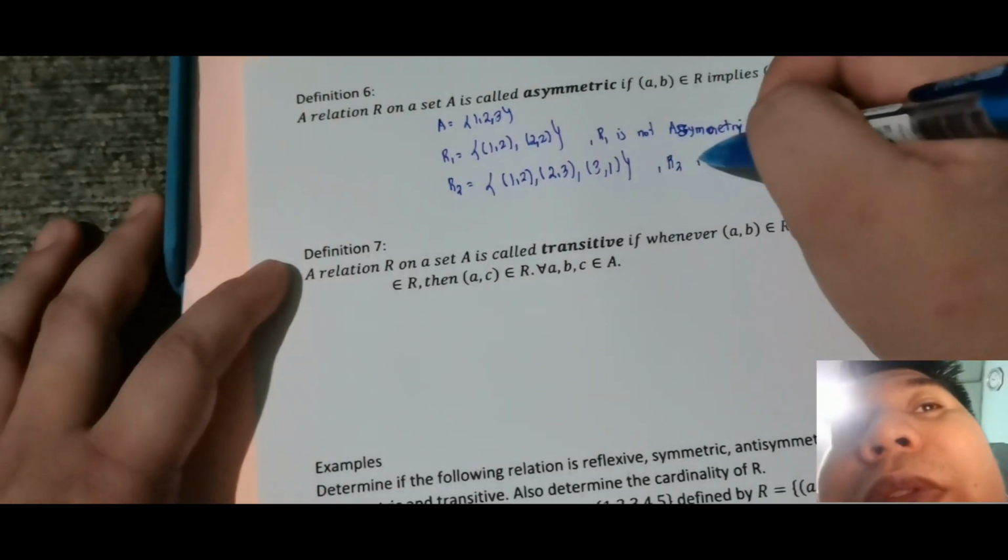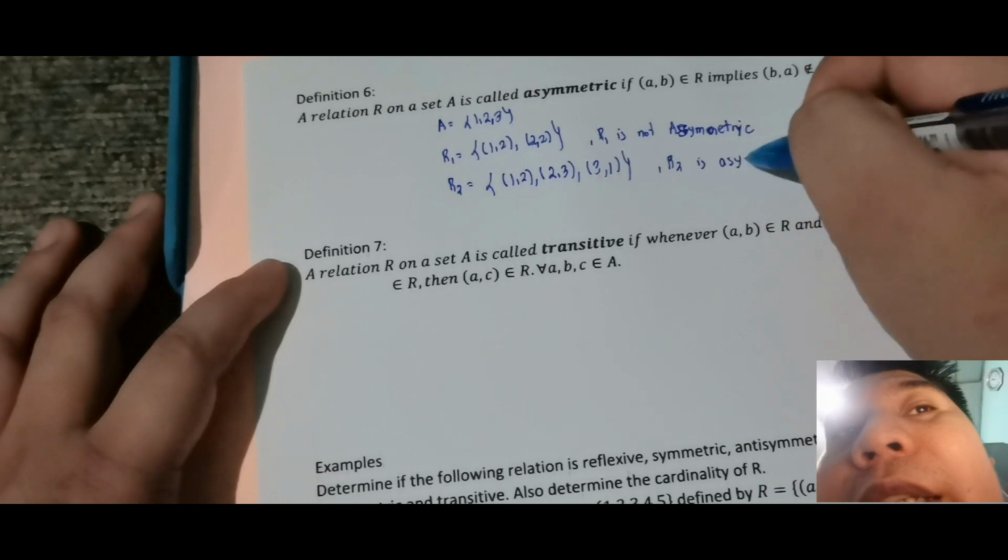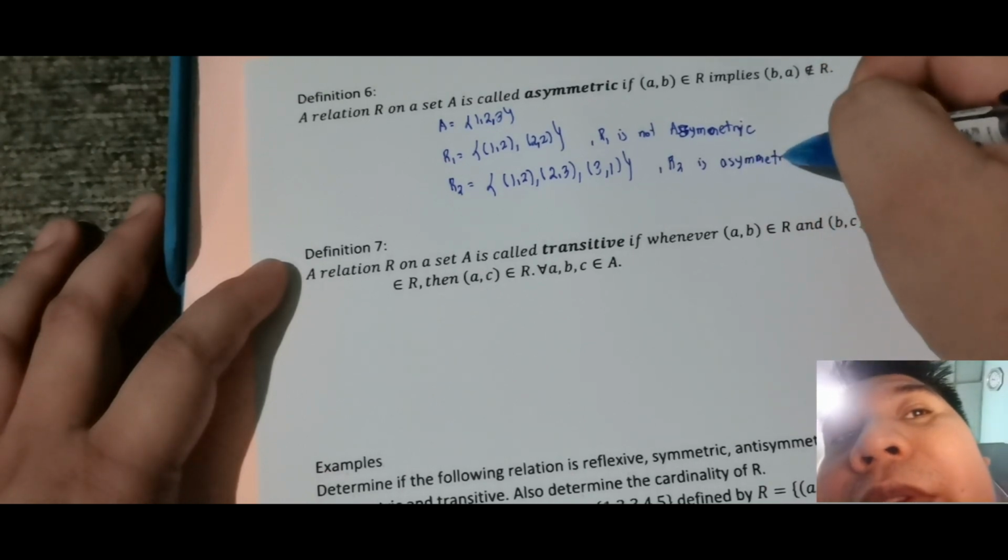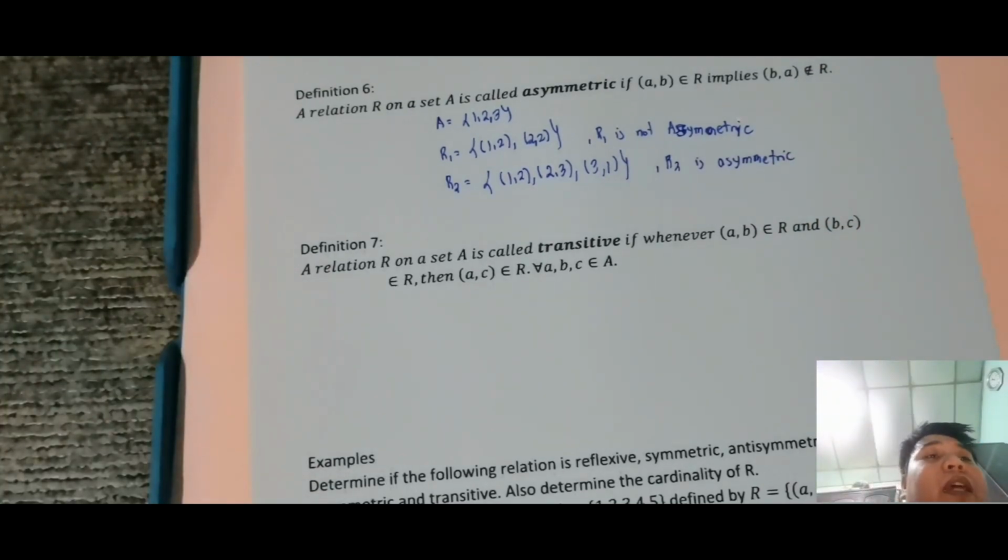So R2 is asymmetric. So, ayun na naman gusto mangyari ni asymmetric eh. Basta walang magkabaliktad. Okay, so wala ring pair sa sarili, yung reflex sa sarili, si A, A, wala rin. Ayun lang gusto ni asymmetric. So, ganun siya kasimple.